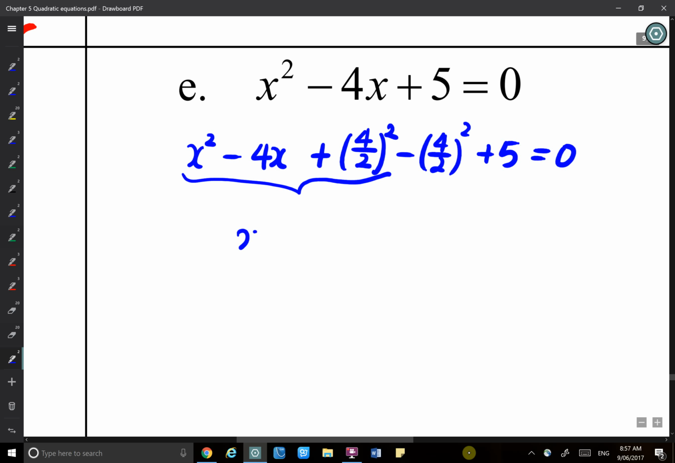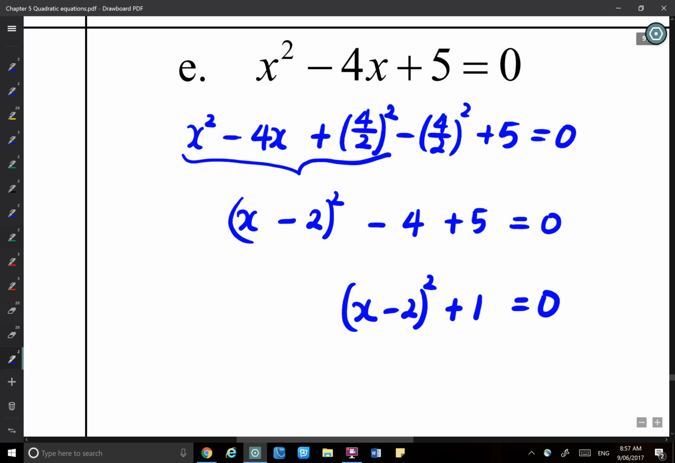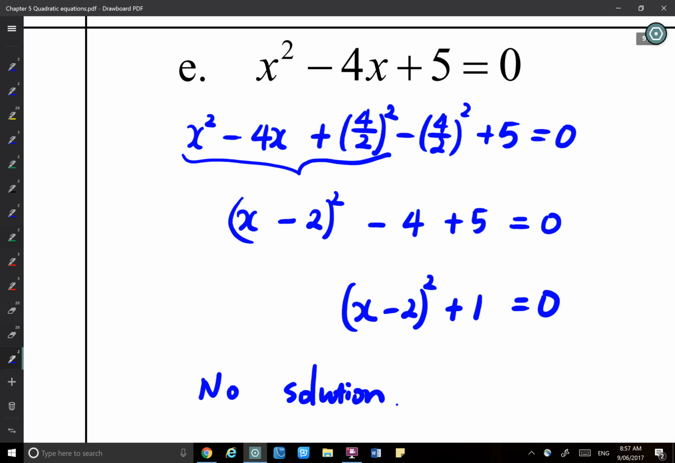Okay, you have x minus 2 squared minus 4 plus 5 equals 0. X minus 2 squared plus 1 equals 0. Okay, no solution case for this one. Can't factorize anymore. X minus 2 squared will equal negative 1, which is not working. So no solution in this case.